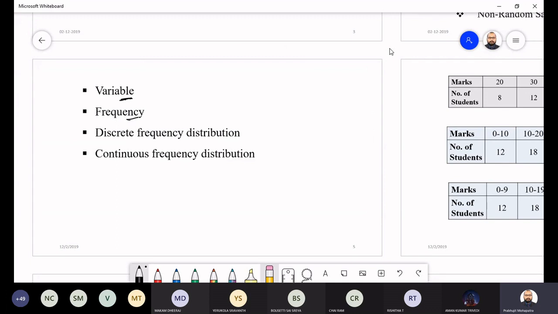Frequency means how many times they are repeating. Discrete frequency means only number-wise, like 1, 2, 3, 4, how many times they are repeating. Continuous means in an interval. It may be open, it may be closed. In between 1 to 10, how many times they are repeating, or 10 to 20, 20 to 30. These are the continuous frequency. Discrete means just normal 1, 2, 3, 4. 1 is repeating 5 times, 2 is repeating 7 times, 9 times, like that. Continuous means in an interval, say 10 to 20 is repeating 5 times. We'll have discussion in this module only.